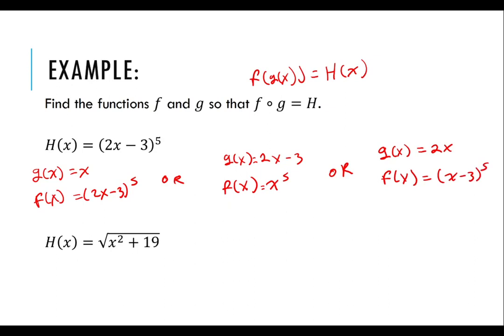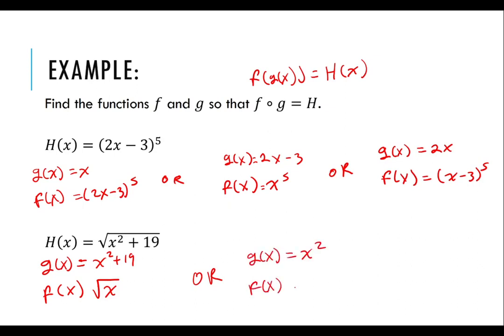Let's try it again. I'm going to skip the basic one where we let x be the inner function, because that's always a possibility. And let's try a couple other ones. Let's deal with the inner function for this one. The inner function could be x squared plus 19, and then the outer function could be the square root of x. Then notice if you compose it, you get the same thing we started with. Or we could have the inner function being just x squared. Then the outer function would have to be the square root of x plus 19. And there may be others, but those are the ones I see right now.